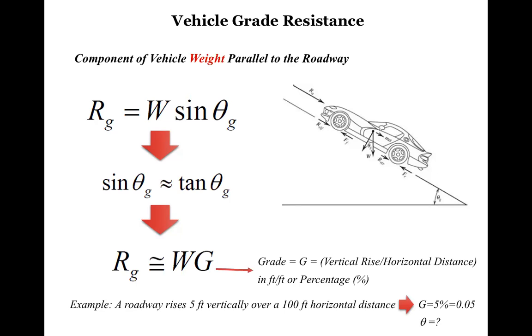And the definition of the grade is how much the road surface is rising over a unit horizontal distance. And since you're estimating the vertical rise in feet, and the horizontal distance also in feet, the grade is unitless, and it's basically in percentage.